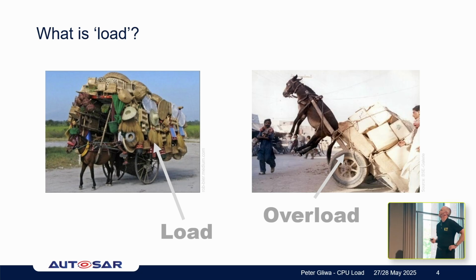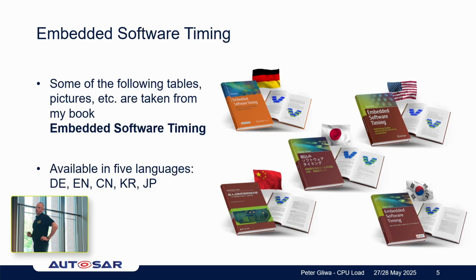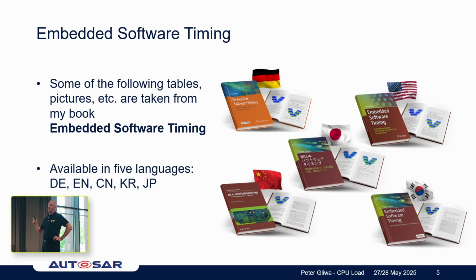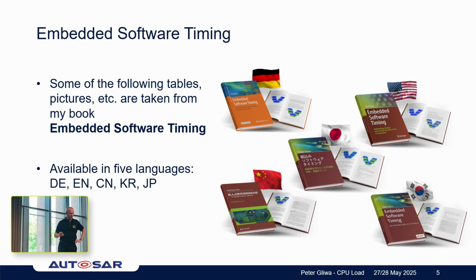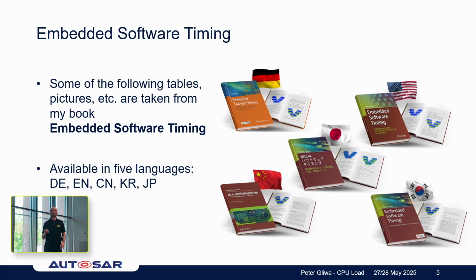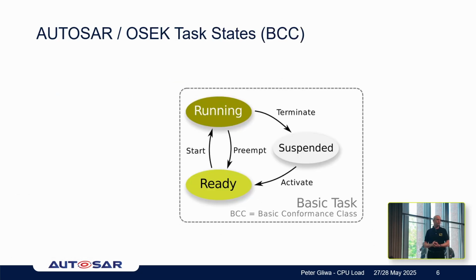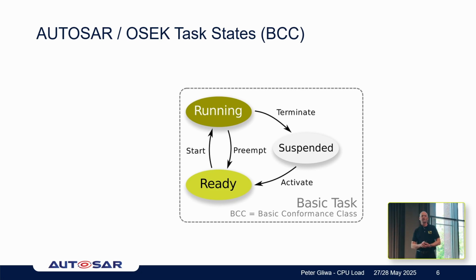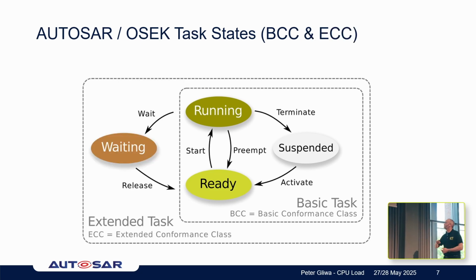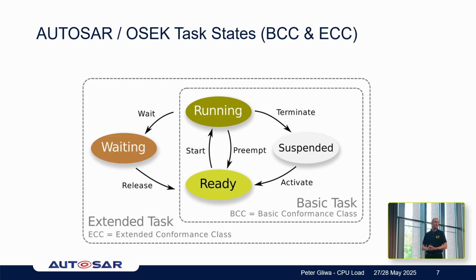That shouldn't happen. Some of the pictures you're going to see on the following slides I've taken from my book Embedded Software Timing, which is available in 5 languages. So those of you who read the book will see, okay, I've seen this in that picture. For example, this one about task states. You know them anyway, right? These are the OSEK and AUTOSAR Classic BCC conformance class task states: suspended, ready, running, and the transitions in between. With the extended conformance class, we have an additional task state, waiting.